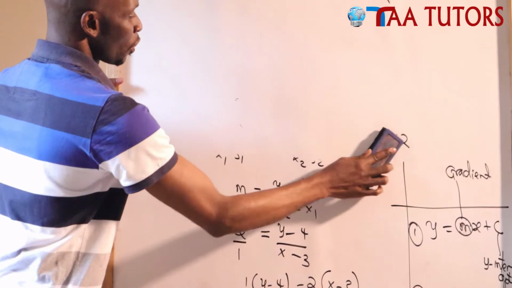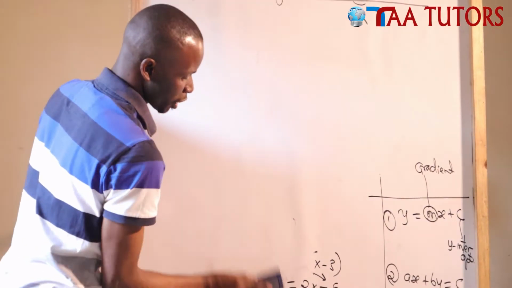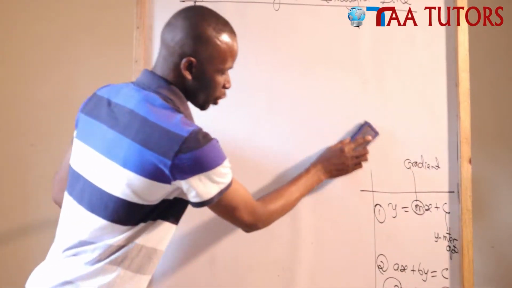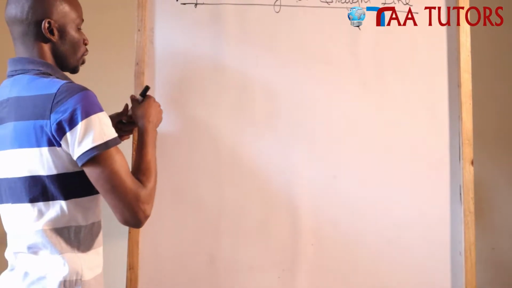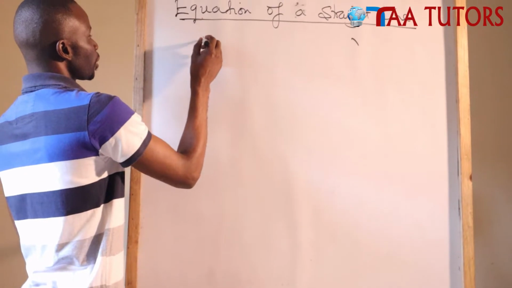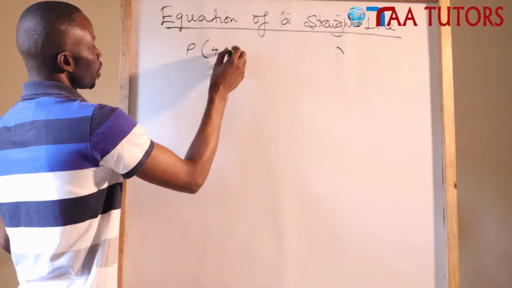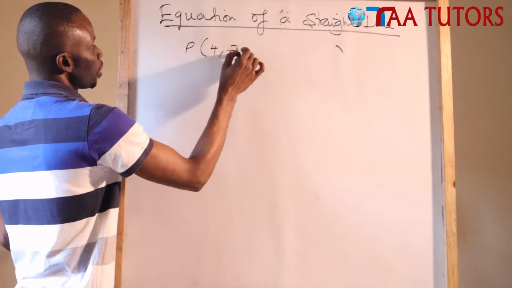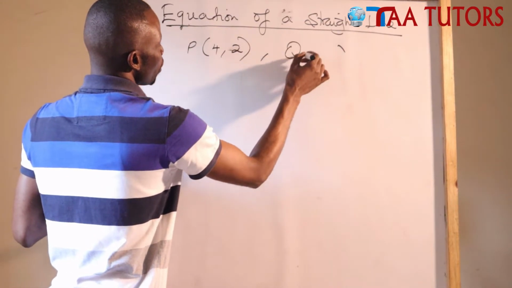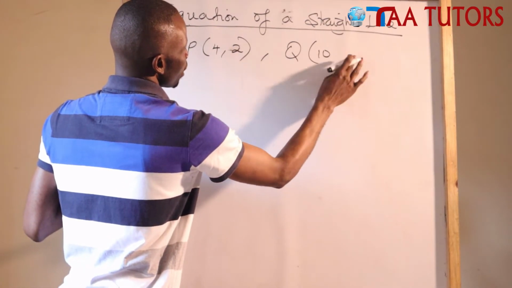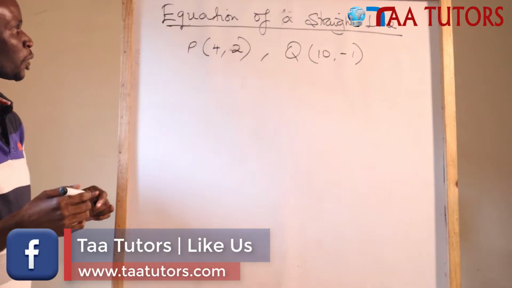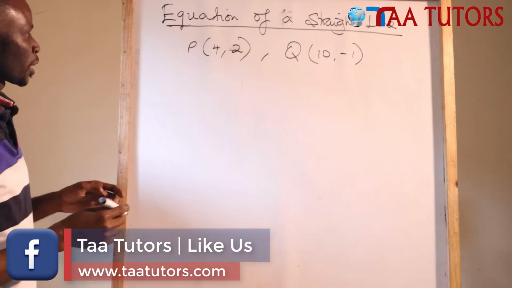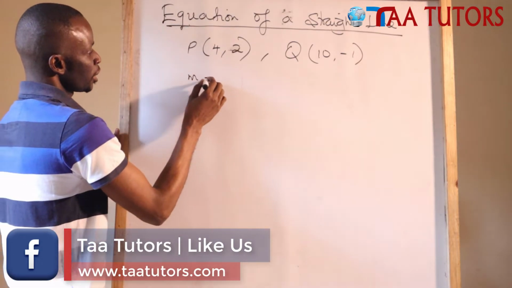I want us to do the last example together. Let's say we have coordinate P, which is 4, 2, and Q, which is 10, negative 1. So we have coordinates 4, 2 and 10, negative 1. First, let's get the gradient.